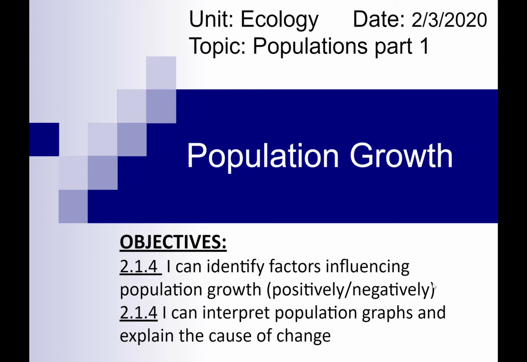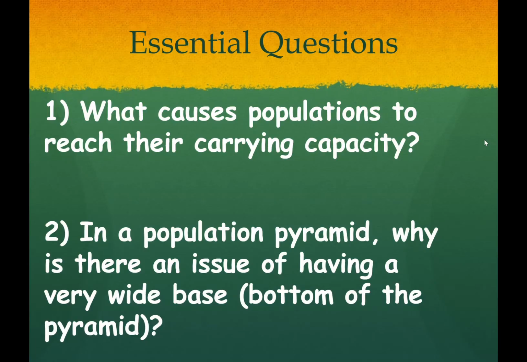Before, though, let's go and write down these essential questions for the day. Your essential questions are: 1, what causes populations to reach their carrying capacity? And 2, in a population pyramid, why is there an issue of having a very wide base, meaning the bottom of the pyramid? So by the end of this lesson, you should answer these 2 questions in your summary.